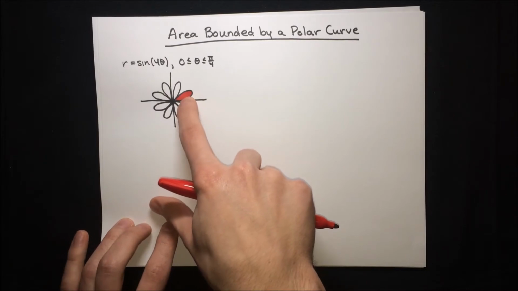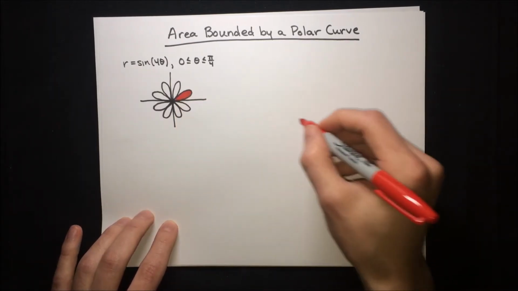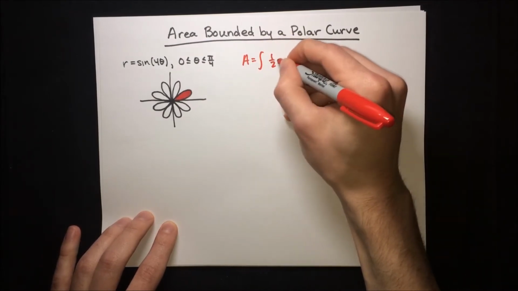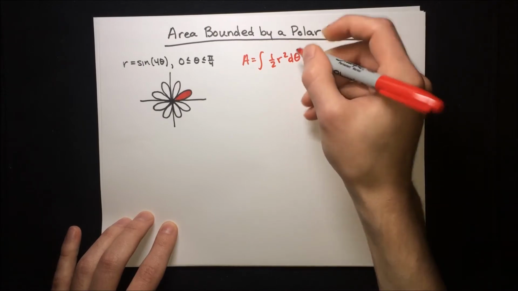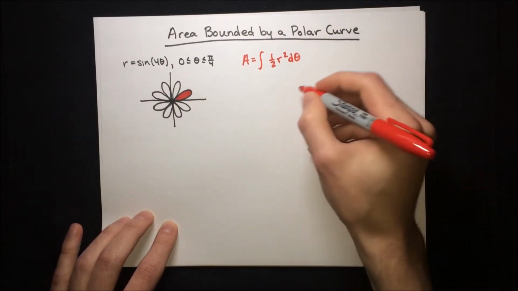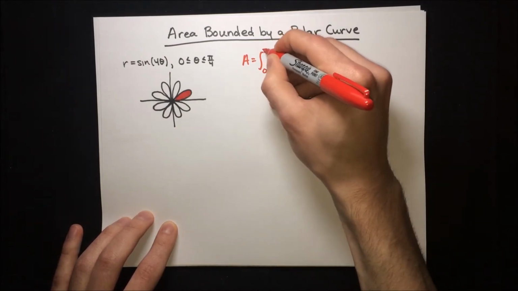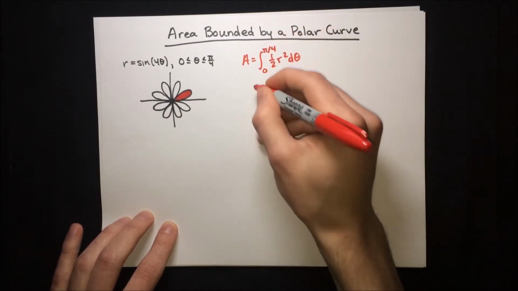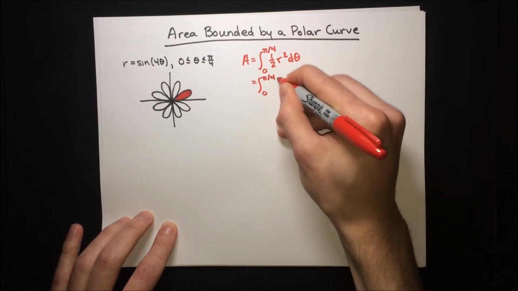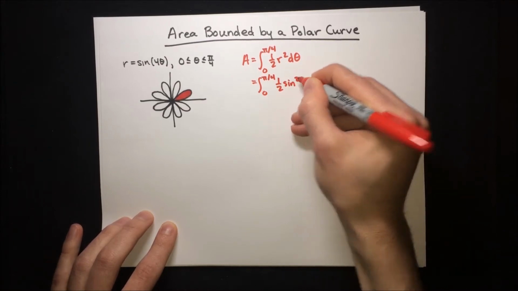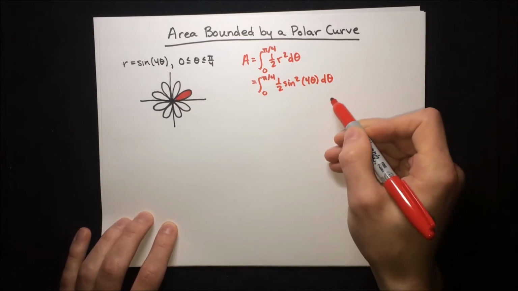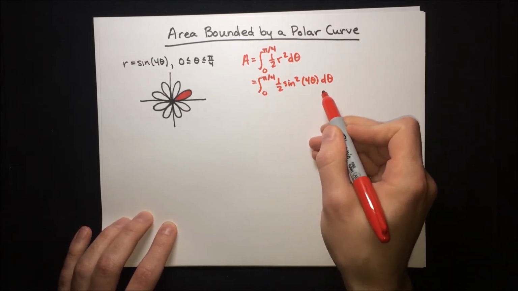So in order to do this, we're going to use that integral that we just derived. Area equals integral of a half r squared d theta, and then we're going to put in our bounds for theta and substitute for r. So putting in our bounds for theta, we've got bounds 0 to pi over 4, and then substituting for r, we've got from 0 to pi over 4 a half sine squared 4 theta d theta. Great, so now we just have to compute this integral and we'll have the area.